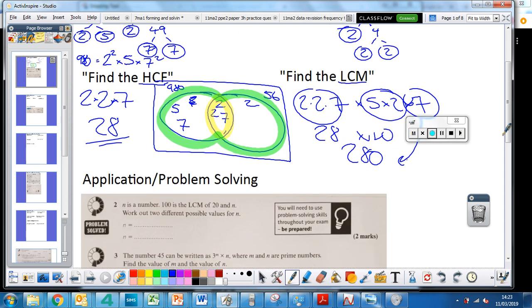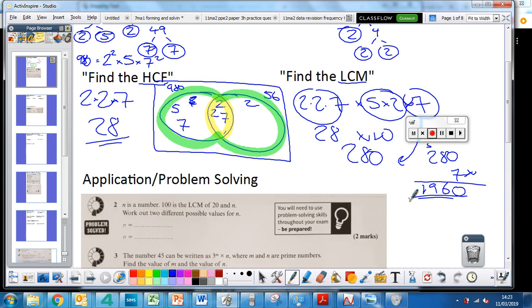And very easily, set it up as a multiplication like this. 7 times 0 is 0. 7 times 8 is 56. Carry the 5. 7 times 2 is 14. Plus the 5, 19. So the lowest common multiple is 1960.